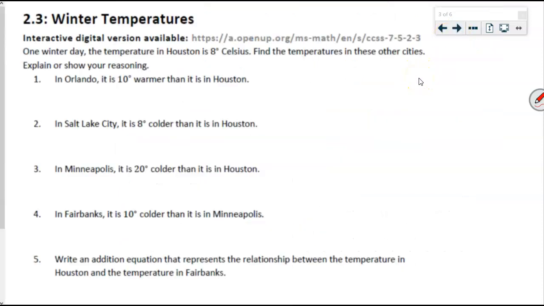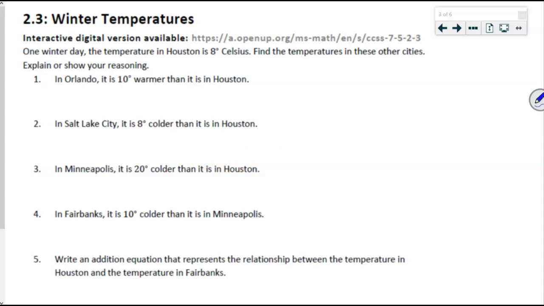Let's move on. Winter temperatures. So one winter day, the temperature in Houston is 8 degrees Celsius. I want you to find the temperature of these other cities. There's a little bit less structure here. We don't have a table to help guide us through it. We don't have the number lines, but just because they're not here doesn't mean we can't use them. We can still use them if we would like to. So go through each of these. We'll do the first one together.